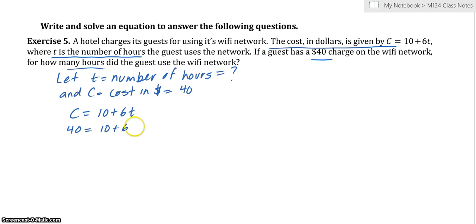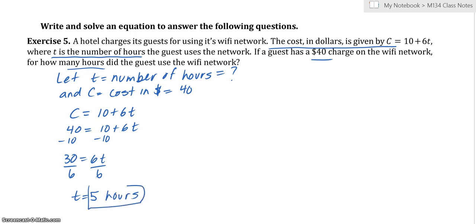And I do see I need to solve this equation. So then we can go ahead and subtract and then divide by 6. So you get T, you can put T on the left or the right, but T equals 5. And that is in hours. So we know that the guest used the network for 5 hours.